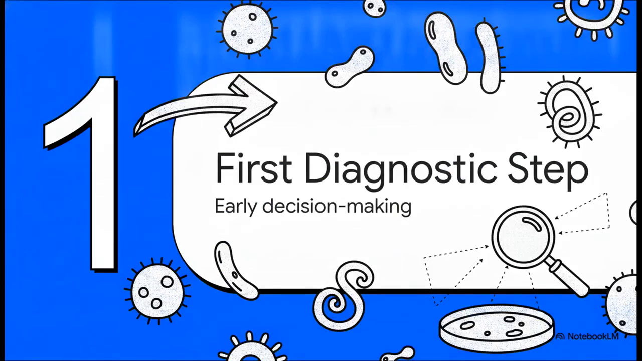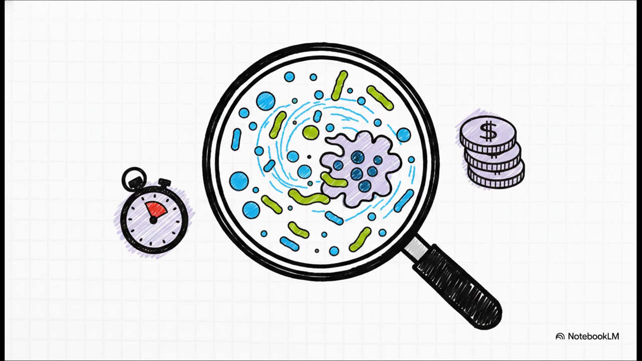All right, section 1, the first diagnostic step, the front line of early decision-making. Okay, let's dive right into this crucial first step. Direct microscopy is our rapid, super cost-effective frontline tool. Now, while it's not the final definitive answer, it's an absolute game changer for early decision-making.